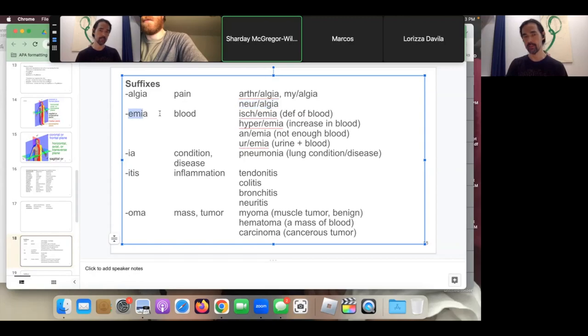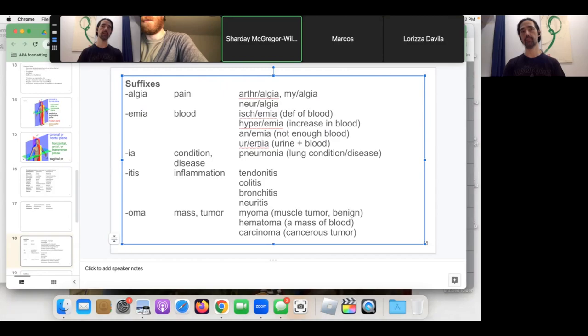Emia, meaning blood. Ischemia is a deficiency of blood. Hyperemia is an increase or kind of an excess of blood. Anemia is not enough blood, literally without blood. Uremia is urine plus blood, blood in the urine. Ea is a condition or a disease, so pneumonia, a lung condition or a disease of the lungs.